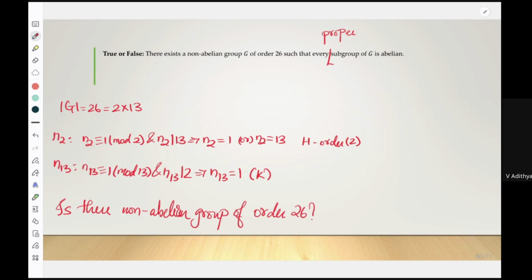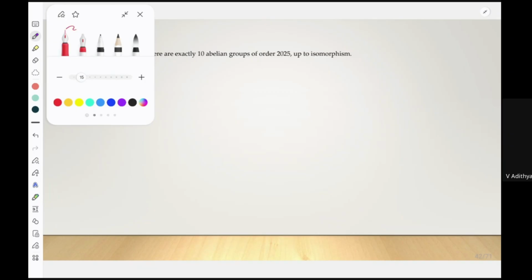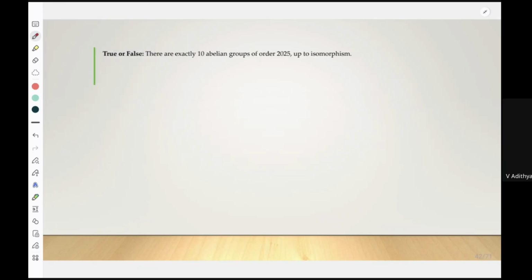True or false? It's true if you take the dihedral group D30. Again, 26 is even. So this statement is actually true. Okay. True or false? There are exactly 10 abelian groups of order 2025 up to isomorphism.